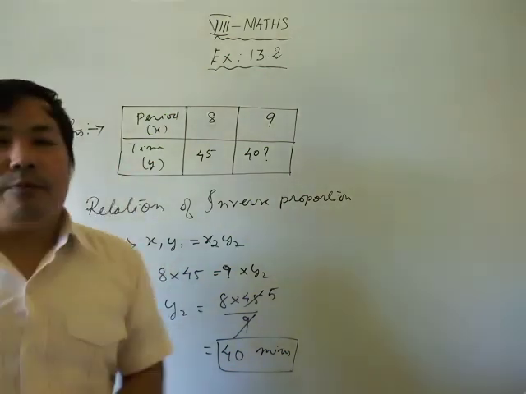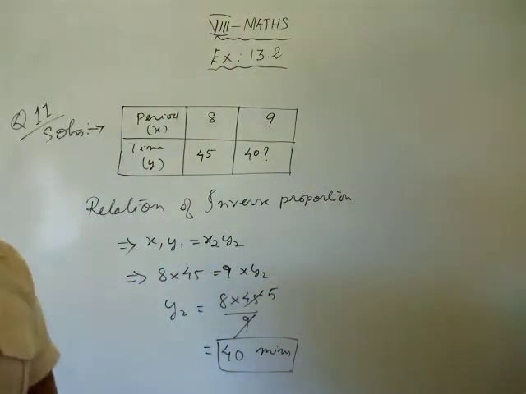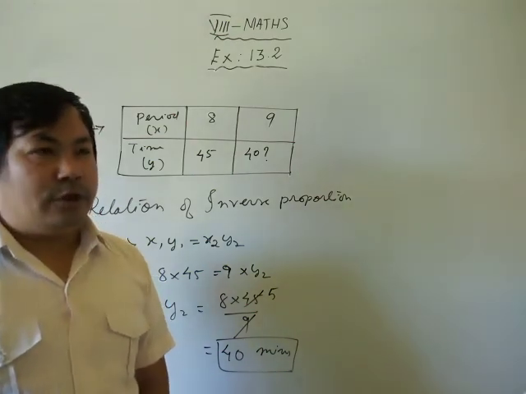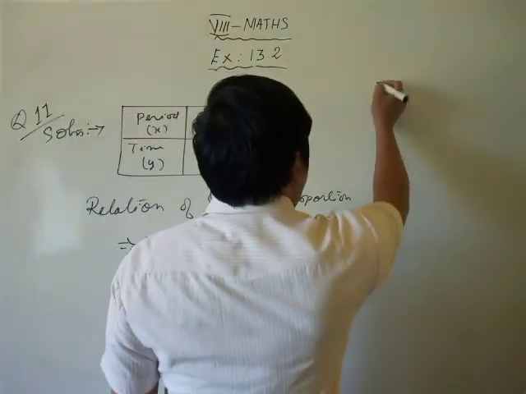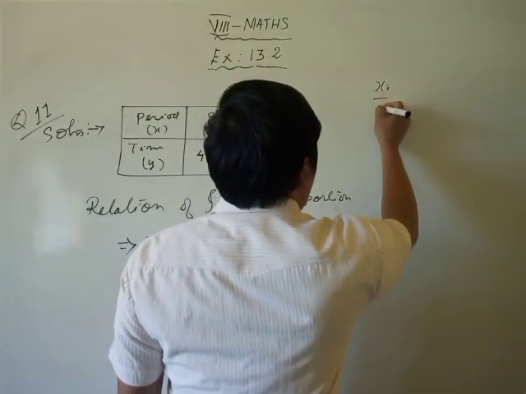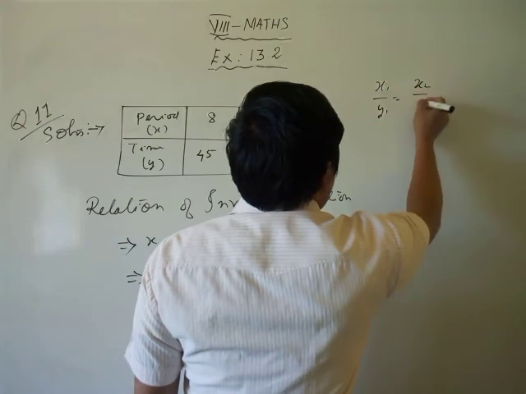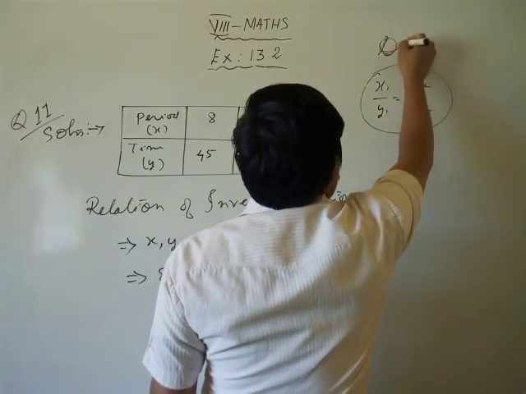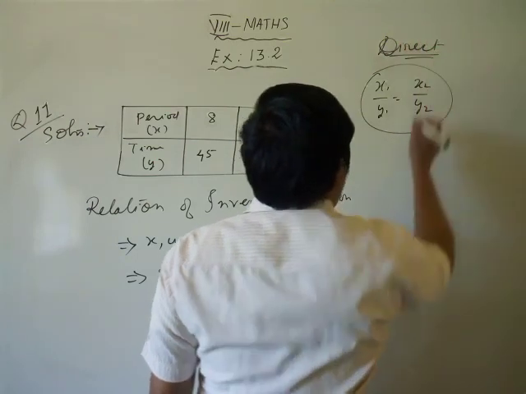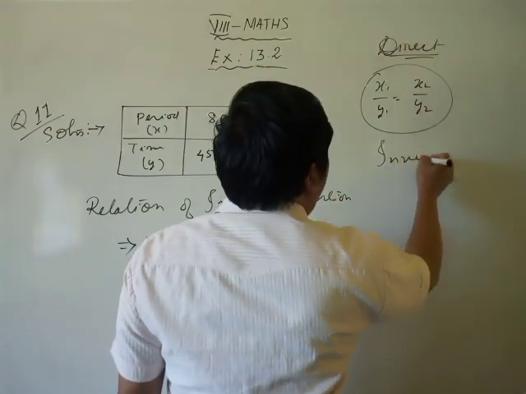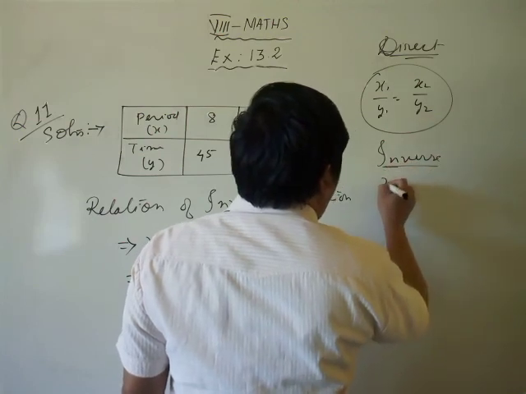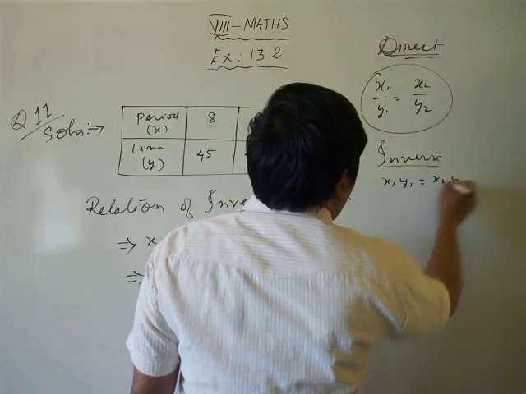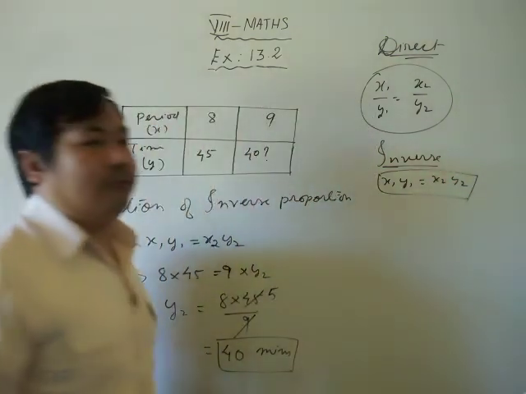So this is inverse proportion, my dear students, and here we have come to the end of this chapter, direct and inverse proportion. In direct proportion, the relation is x1 by y1 equal to x2 by y2. And in inverse proportion, as you know, the relation is x1 y1 equal to x2 y2. These relations are very important for you to find out the proportion.